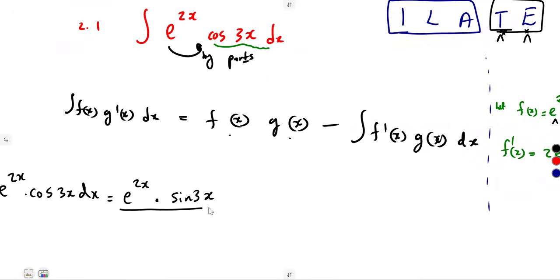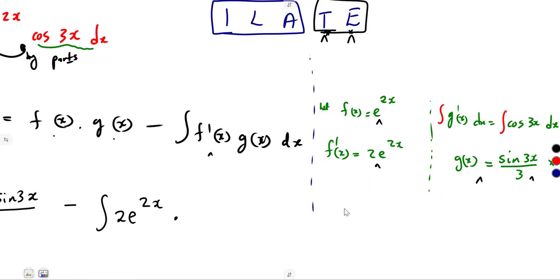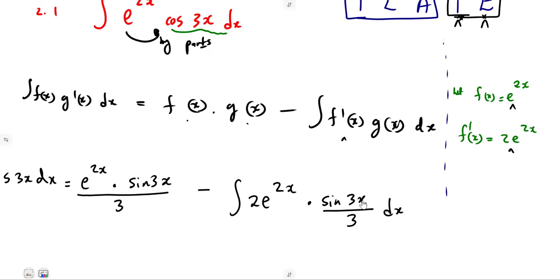So I'm just going to divide everything, it is going to be affected by that 3. So we have got the product of these two minus, we need this part. That's the integral of f prime x, which is given as 2e to the exponent of 2x, by our g of x. Our g of x, remember, is the sine of 3x over 3. So we're going to integrate this with respect to x.